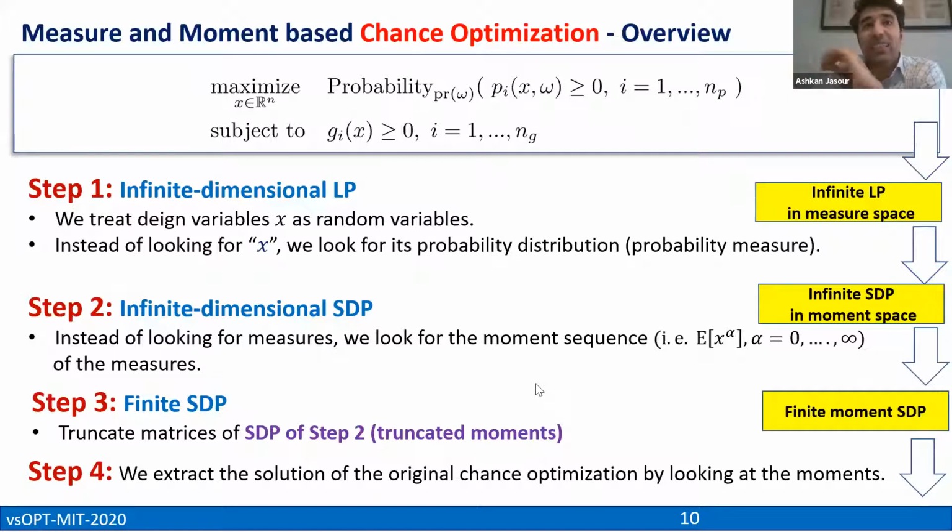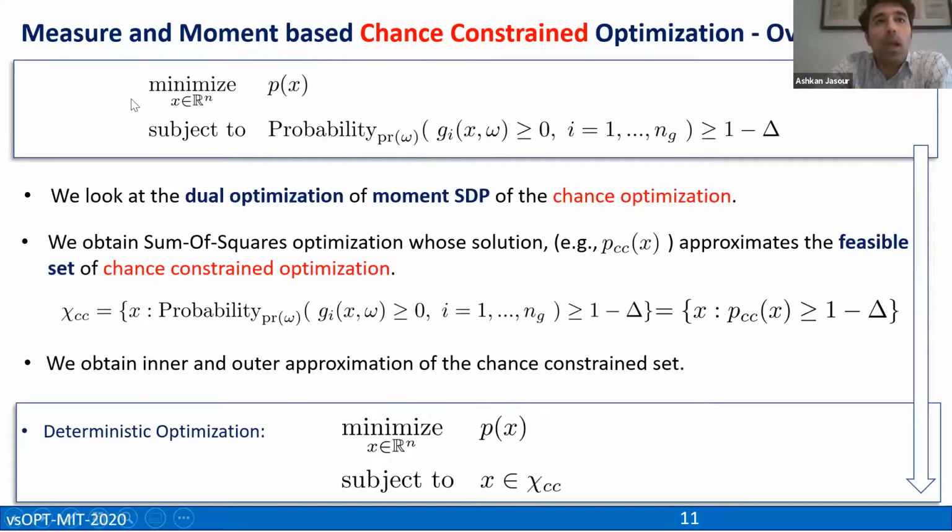Now for chance constraint problem. To solve this given chance constraint optimization, I am going to look at the dual optimization of the finite moment SDP of the chance optimization. By doing so, I'm going to get a sum of squares optimization whose solution approximates the feasible set of chance constraint optimization. And what is this feasible set? This is a set of all design parameters whose probability of success is greater than 1 minus delta.